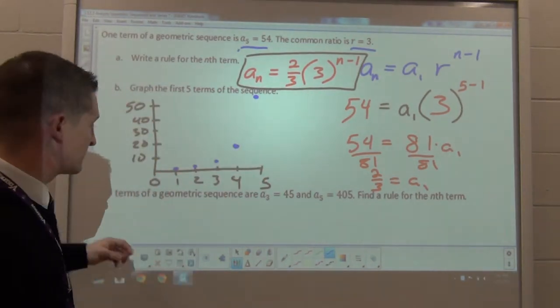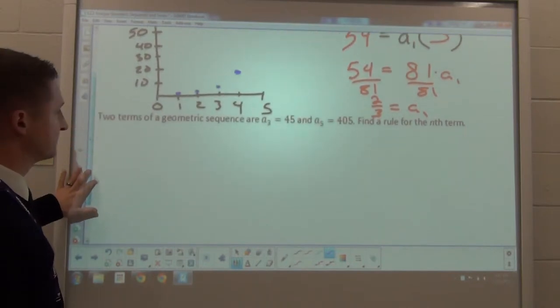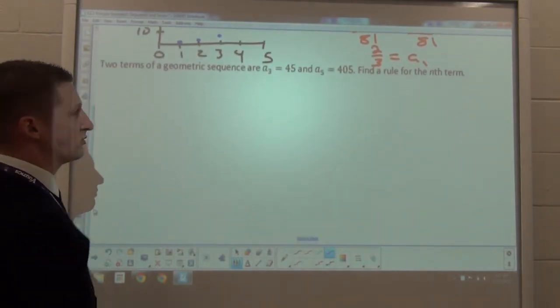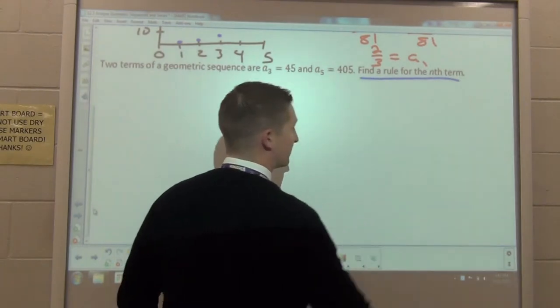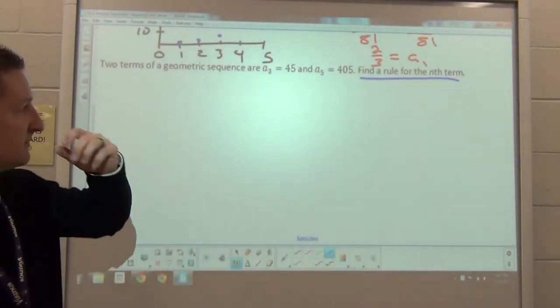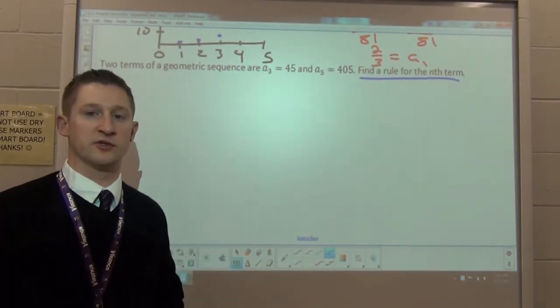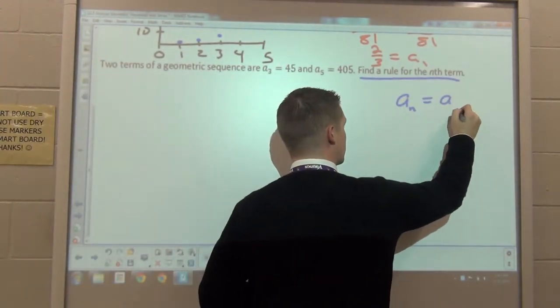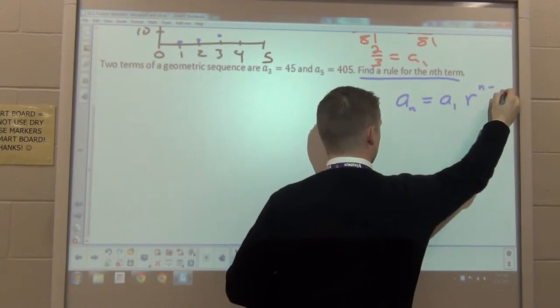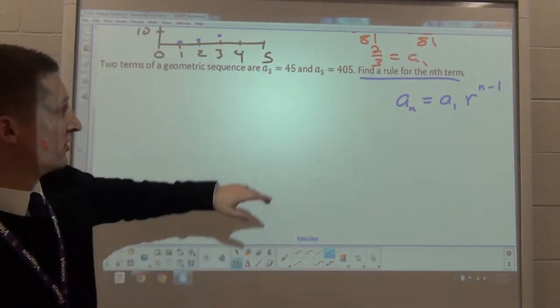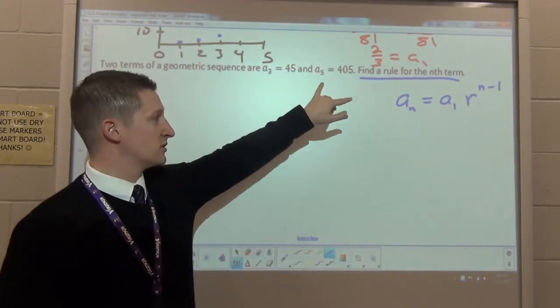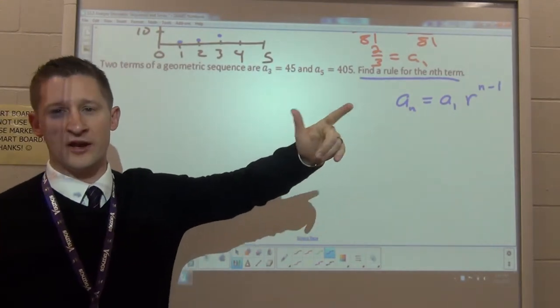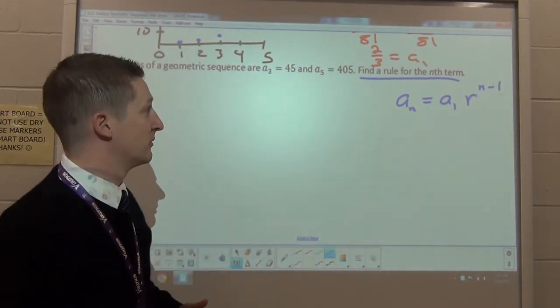Now the second part of this page of the notes, again we're asked to write a rule for the nth term of a geometric sequence. But this time we're given different pieces of information. If you remember the things that we need to know, we need to know the first term and the common ratio. In this case, I know 2 terms, but I don't know the first term, and I don't know the common ratio. So I have to do a little bit of work to find that.